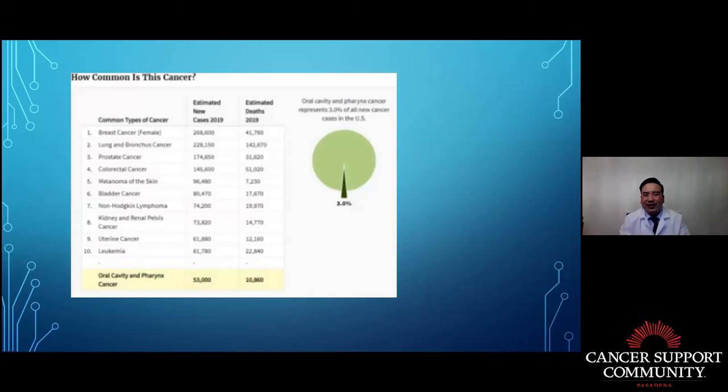How common is it? Unfortunately, it is pretty rare, but we're seeing more and more cases of it. If you look at this, in 2019, new cases of breast cancer were about 268,000, plus oral cavity and pharyngeal cancer about 53,000. Here we have prostate cancer, 174,000. Lung cancer, 228,000. In terms of deaths, cancer is very deadly, 142,000 deaths a year. Looking at oral cavity and pharyngeal cancer, about 10,000.